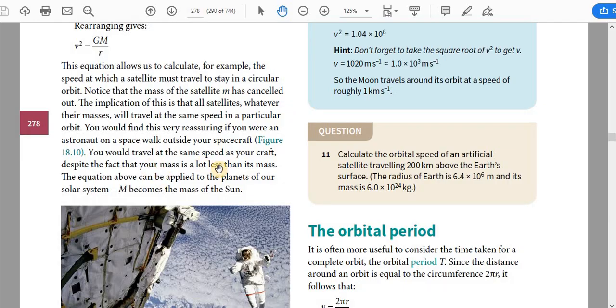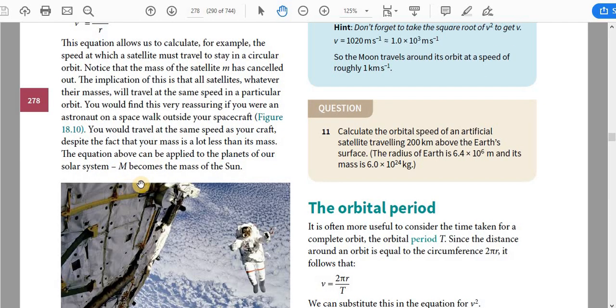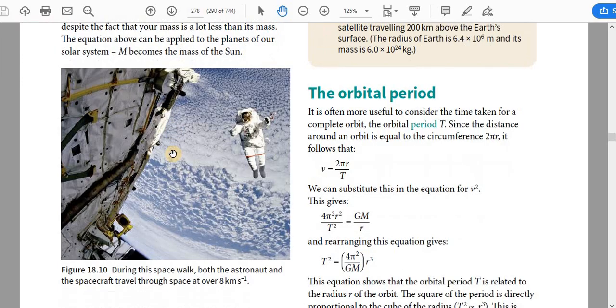You would travel at the same speed as your craft. Okay, so yeah, we went through this. You can see the picture. During the spacewalk, both the astronaut and the spacecraft travel through space at over 8 kilometers per second.